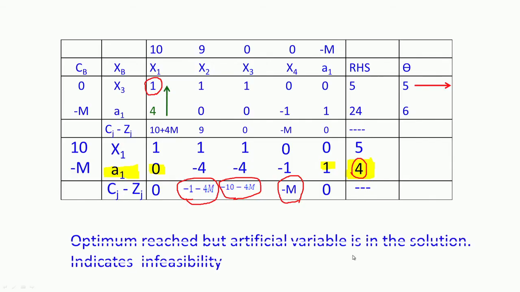Now, we will also note this value is 4, and then we will also see how the graphical method looks at the same problem. So, we go back to the optimum is reached, but an artificial variable is in the solution, which indicates infeasibility of the linear programming problem. Now, let us go to the graphical method.